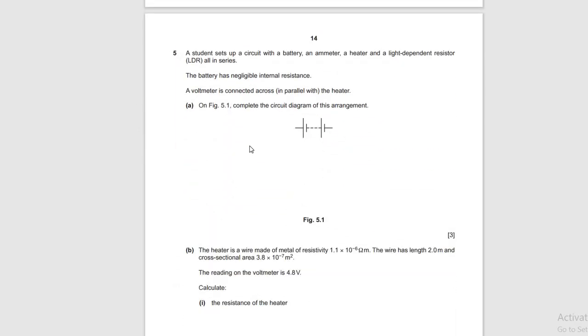Number 5. A student set up a circuit with a battery, an ammeter, an ethe, and a light-dependent resistor, all in series. The battery has negligible internal resistance. The voltmeter is connected in parallel with the ethe. Complete the diagram. Like they said, a battery, ammeter, and ethe are all connected in series. A battery, after battery, you can take it toward the right or toward the left. We have ammeter. They are connected in series. And also LDR.